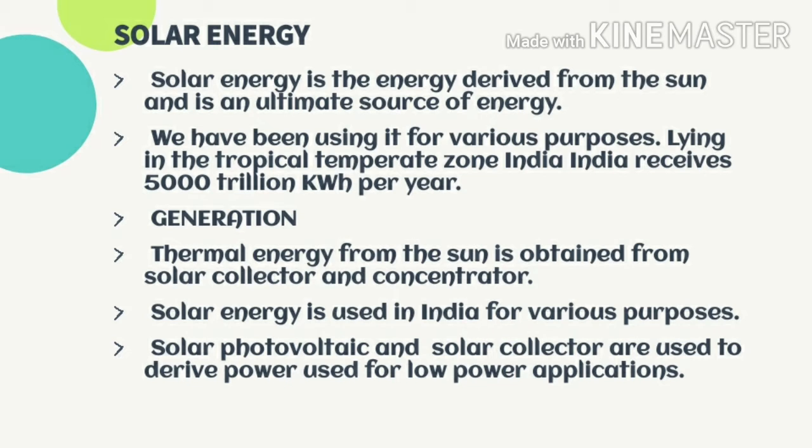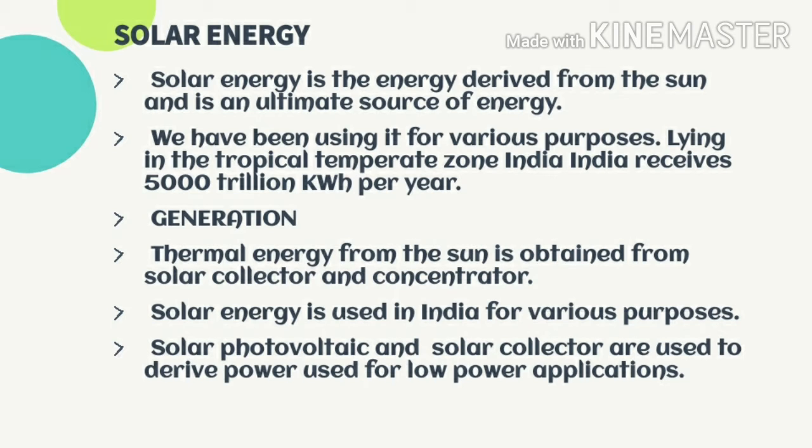We have been using this source of energy for various purposes like drying of clothes and drying of so many things. India, since it lies in the tropical temperate region, receives around 5,000 trillion kWh of energy per year. That is a very important source of solar energy, and it is a huge amount of solar energy that is received by India.